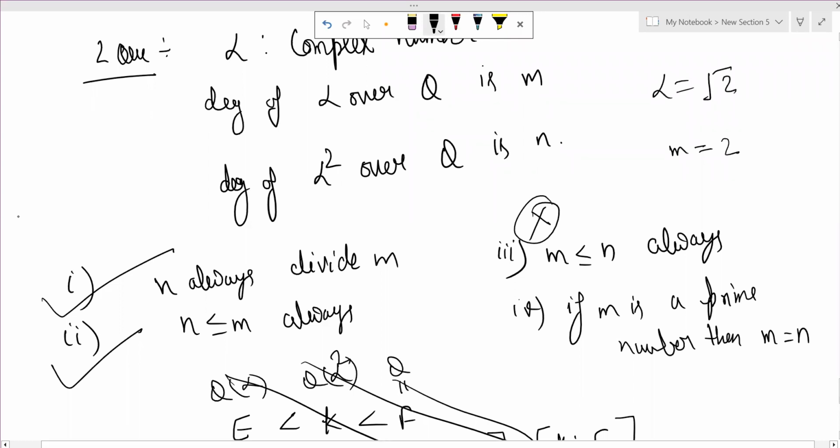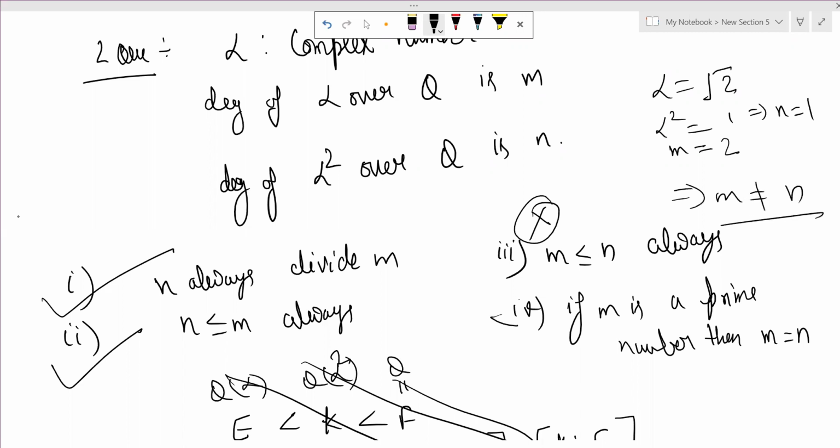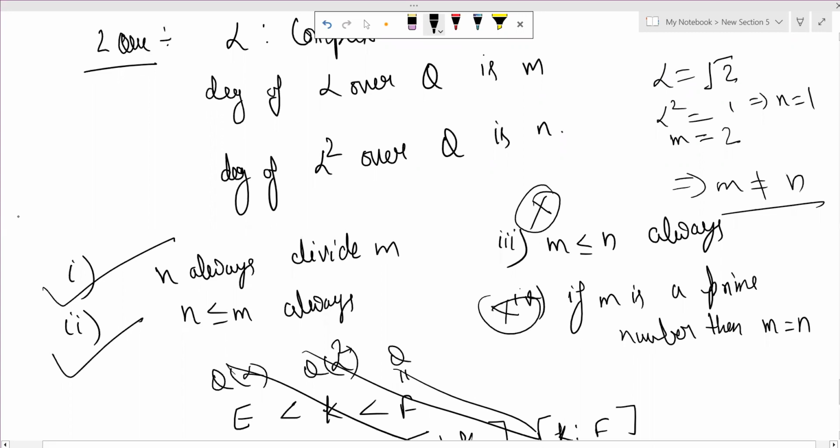Alpha equals √2, then alpha square equals 2. This implies n is equal to 1. So if m is a prime number, m equals 2, and I choose alpha equals √2, then n equals 1. So this implies m does not equal n. So this one is false, right? So first and second are.